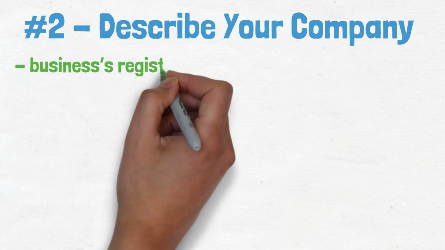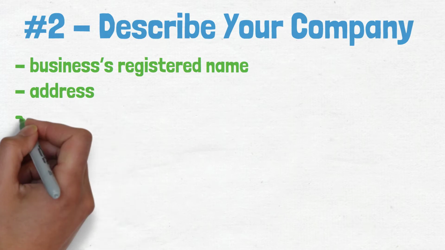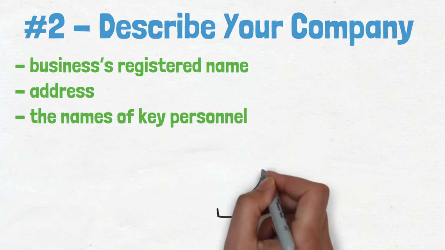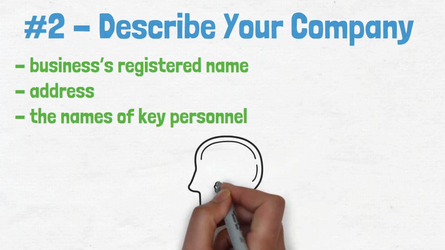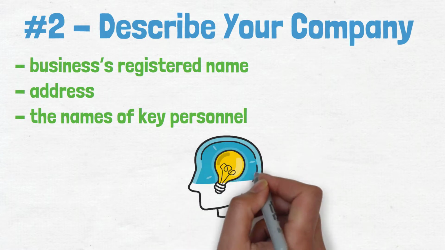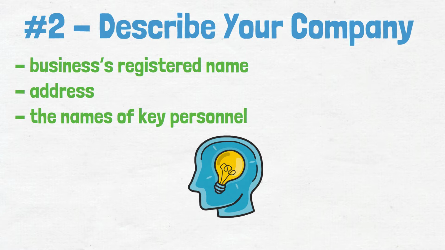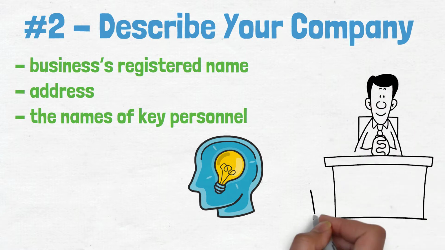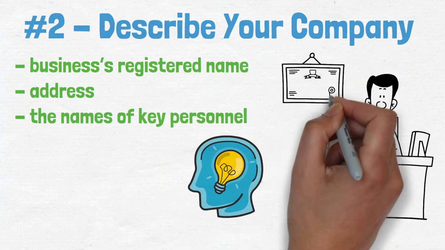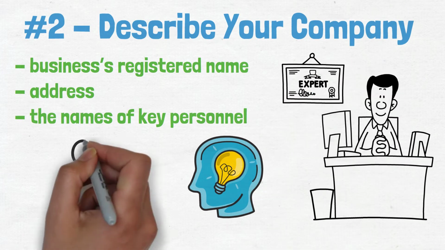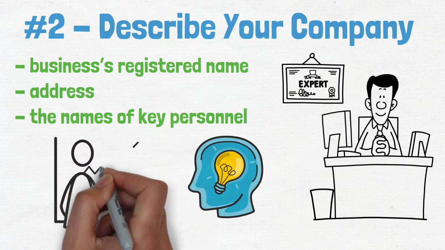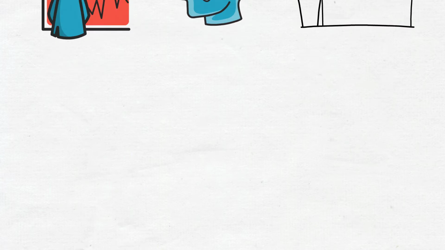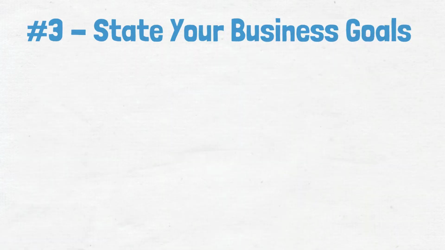Number 2, describe your company. This should include key information such as your business's registered name, address, and the names of key personnel. Additionally, it is important to highlight any unique skills or technical expertise that your team members may possess. Furthermore, your company description should also define your business structure and include information on ownership percentages and owner involvement. Lastly, it is also beneficial to cover the history of your company as well as the current state of your business.